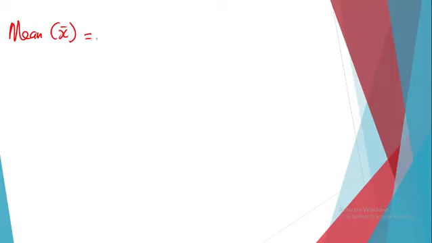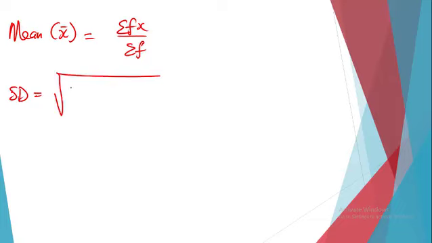Mean, or written as x bar, is equal to summation of fx all over summation of f, read as sigma fx over sigma f. And then for standard deviation, which is SD, we have it to be the square root of sigma f into x minus x bar squared all over sigma f.